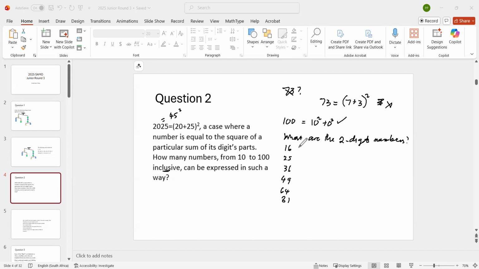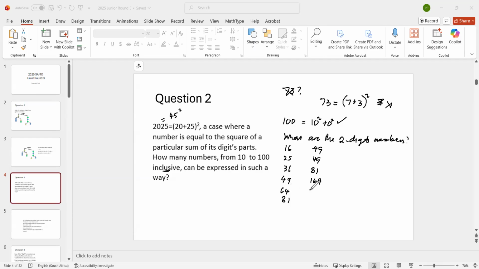now this is 1 plus 6 is 7, and 7 squared is 49. So that doesn't work. 2 plus 5 is 7. 7 squared is 49 again. 3 plus 6 is 9. 9 squared is 81. You want these two to be the same. 4 plus 9 is 13. It's 169. It's too much.